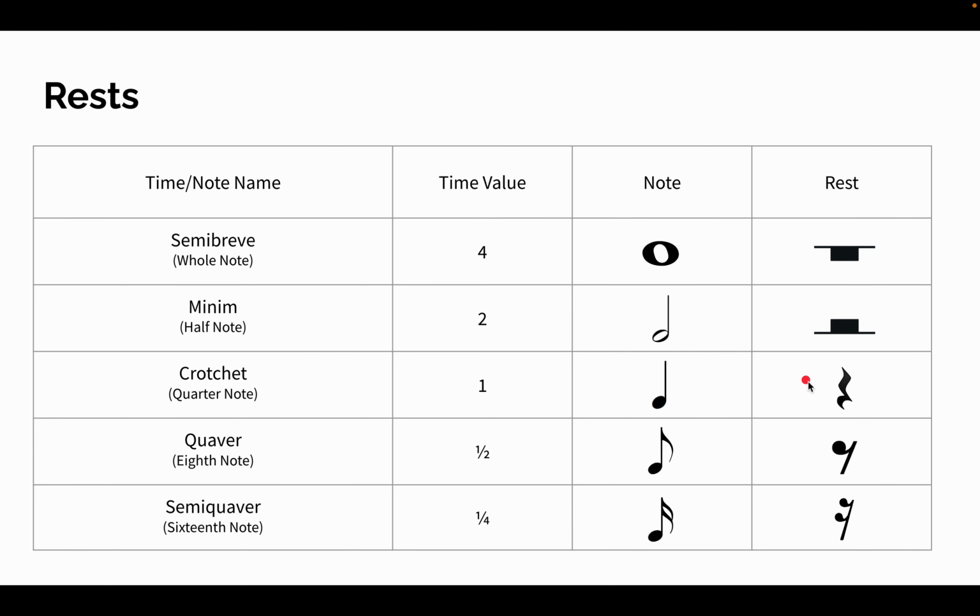Crotchets look like a wriggly symbol. Quaver rests are like a tadpole but with a weird tail. And semiquavers are like 2 tadpoles sharing 1 weird tail.